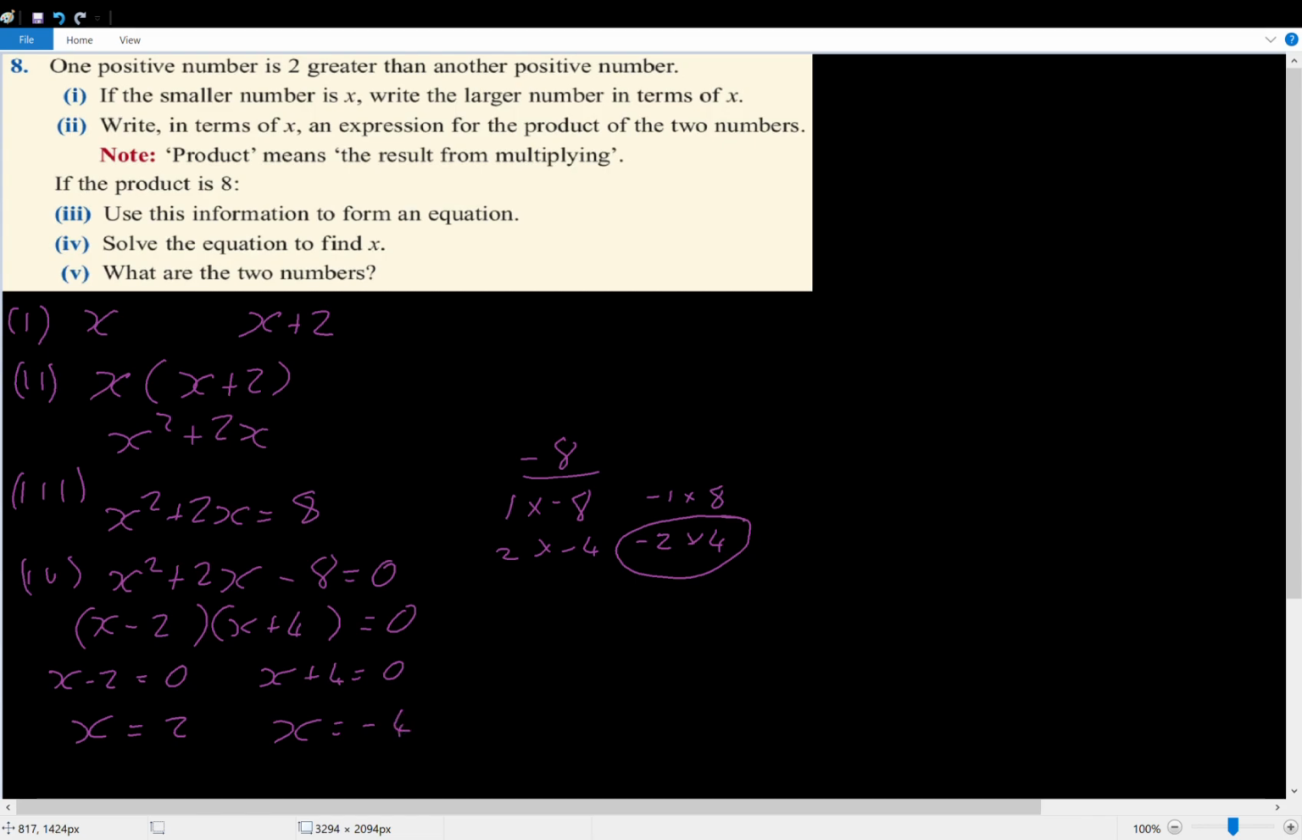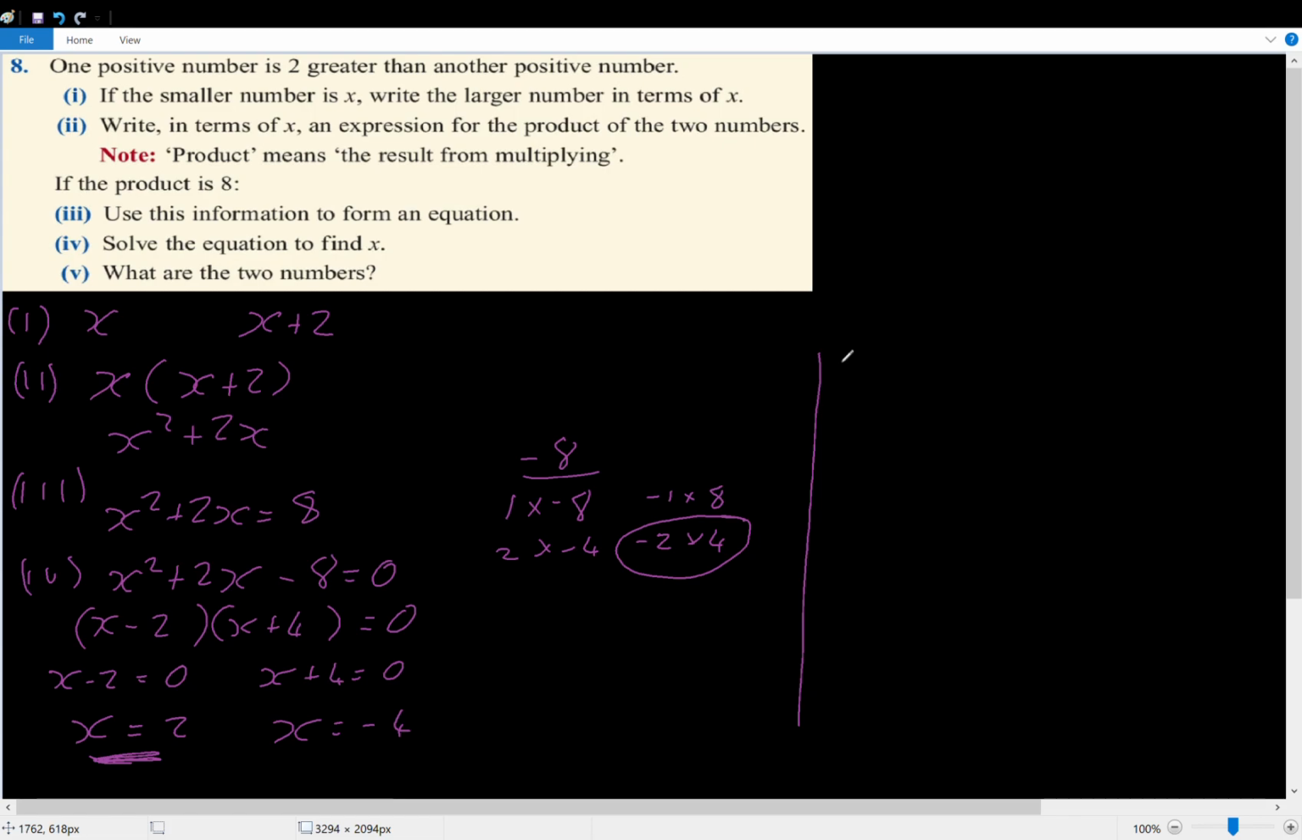Alright, but we're going to go back to the original question now and see if there's anything in there that's going to disqualify one of them. The very first sentence is one positive number is 2 greater than another. So right here, 2 is positive and minus 4 is negative, which means we're going to take 2 to be our solution from here and not minus 4.